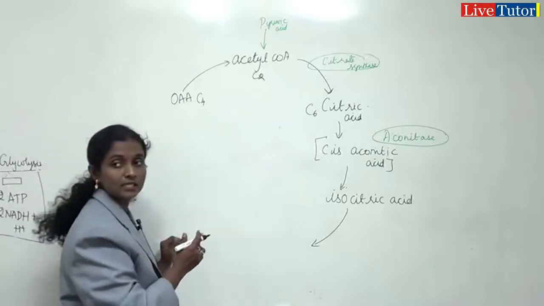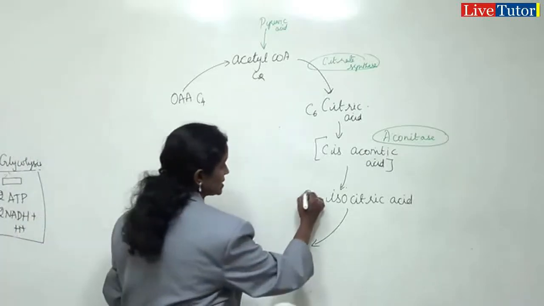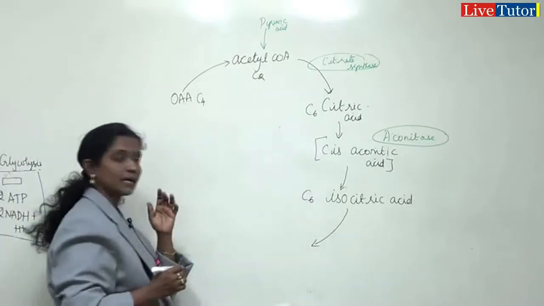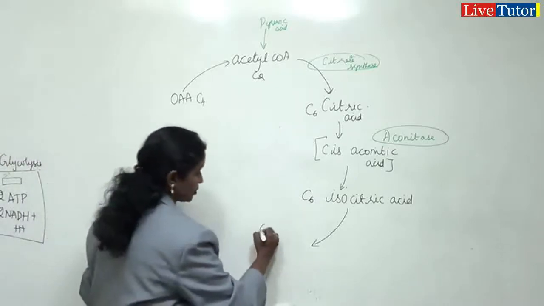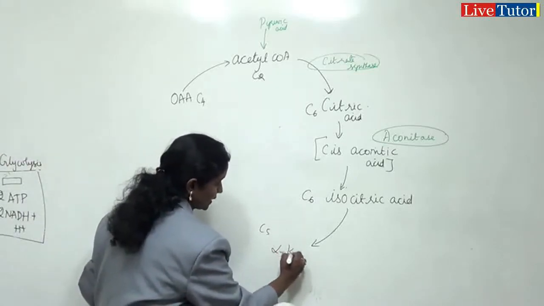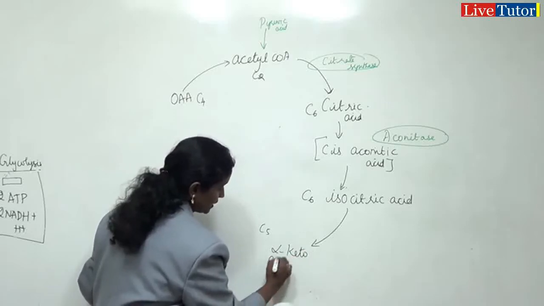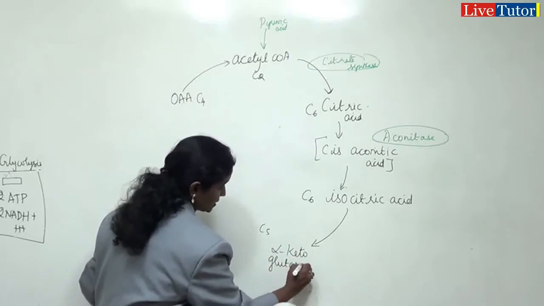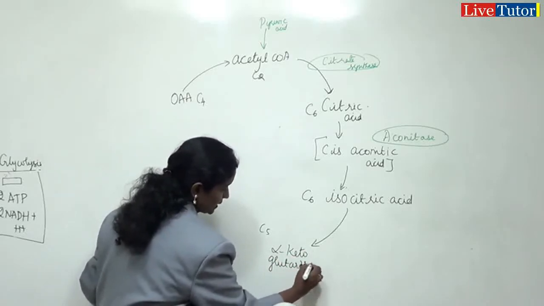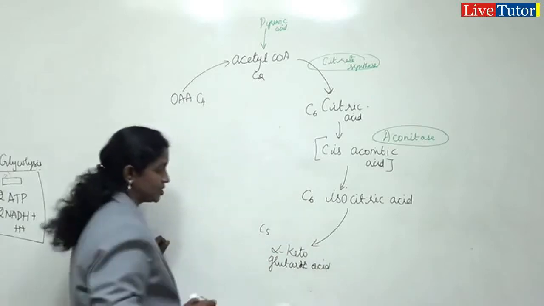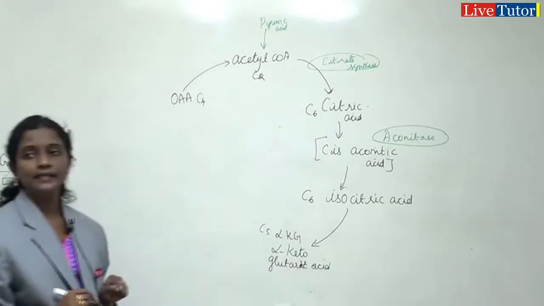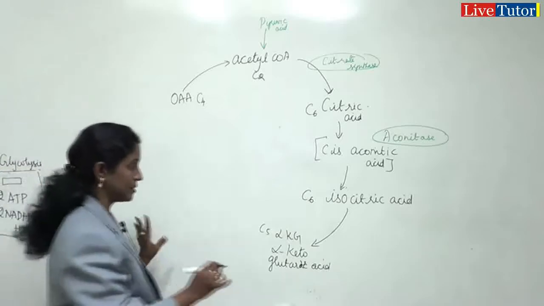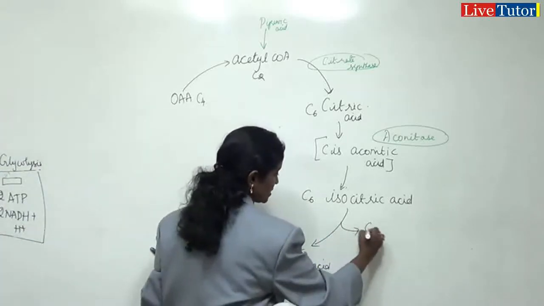Okay, shall we make it as C5? So what will be the C5 product? This is a C6 product, isocitric acid, and this C6 product is going to become a C5 product, alpha ketoglutaric acid, or alpha KG. Okay, and the enzyme which is going to catalyze it, we said carbon dioxide is liberated out, right? Carbon dioxide is liberated out.